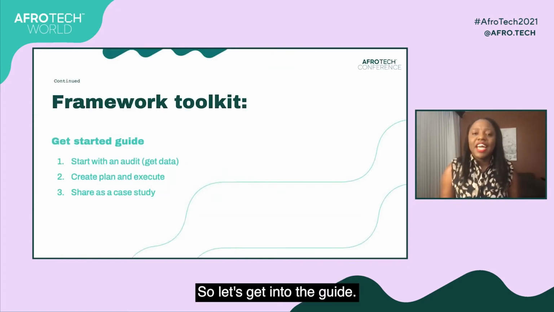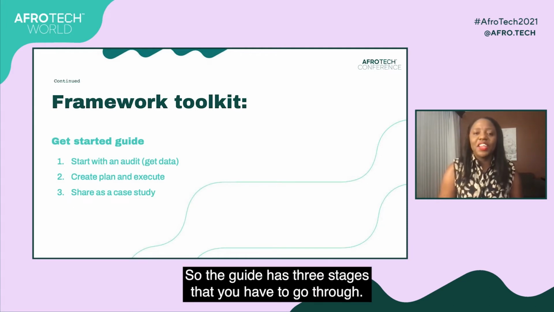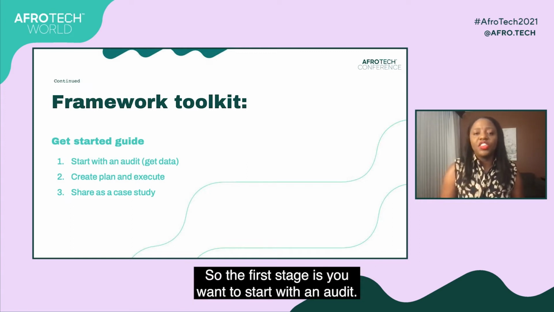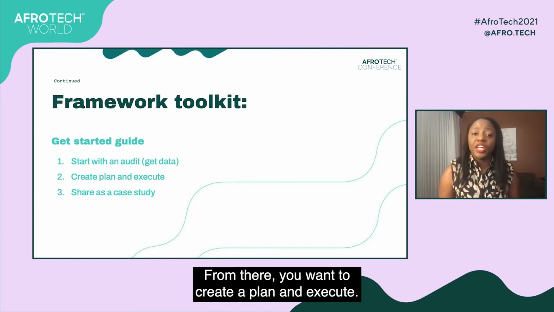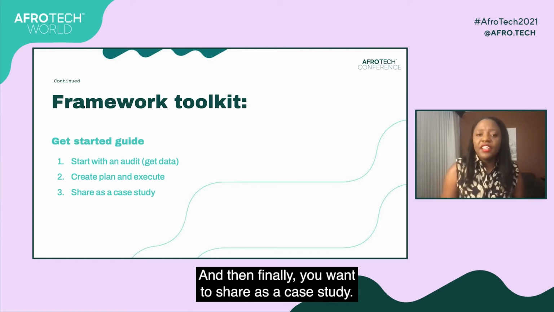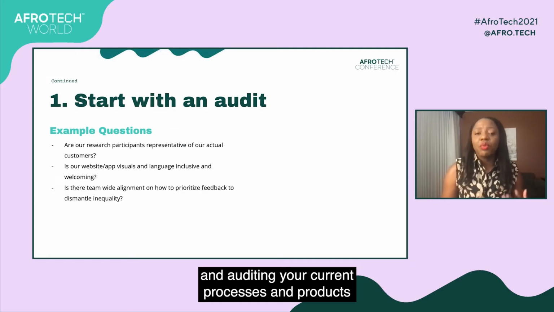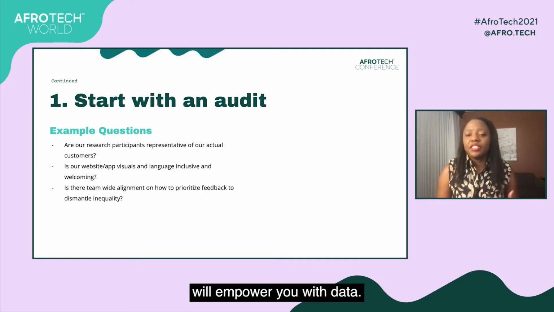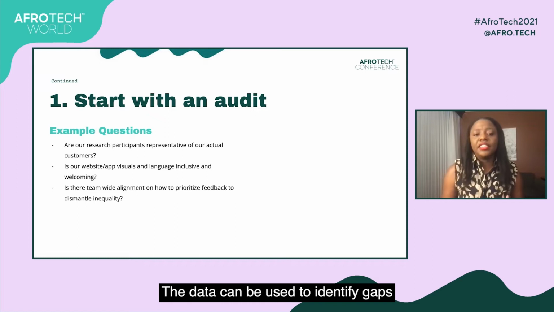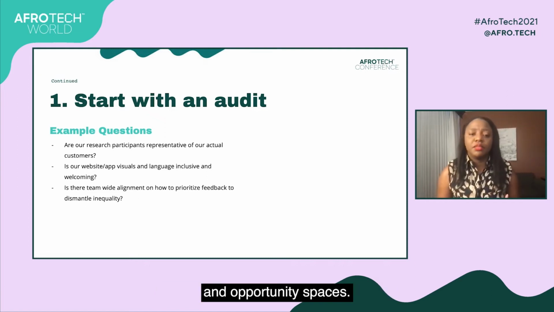So let's get into the guide. So the guide has 3 stages that you have to go through. So the first stage is you want to start with an audit. From there, you want to create a plan and execute. And then finally, you want to share as a case study. So the first stage is starting with an audit. Starting with an audit and auditing your current processes and products will empower you with data. The data can be used to identify gaps and opportunity spaces.